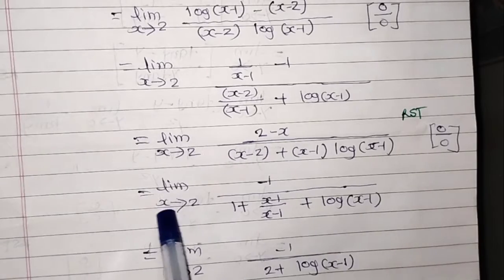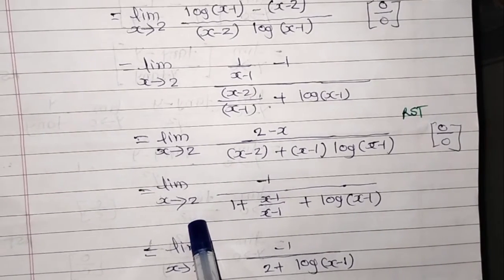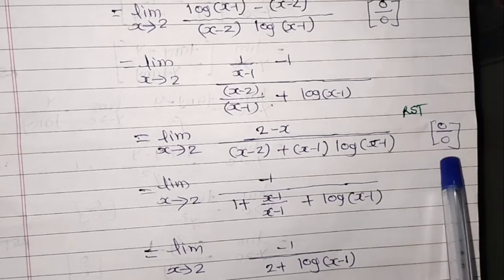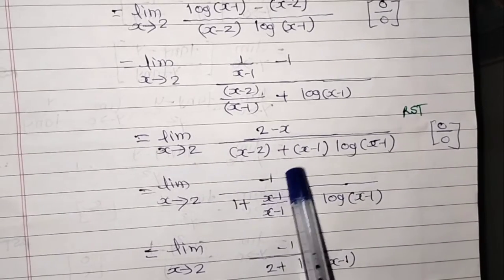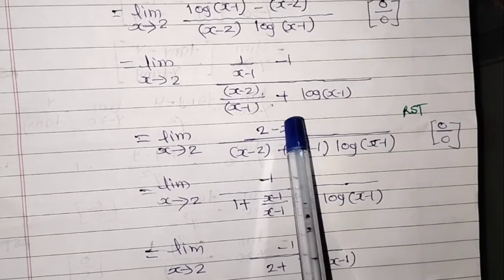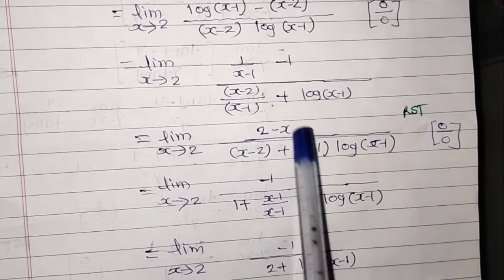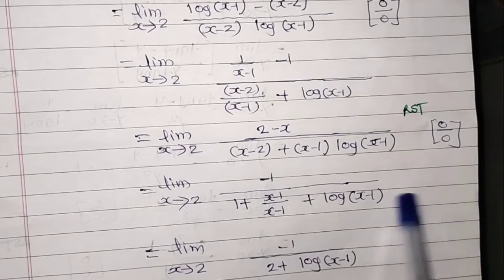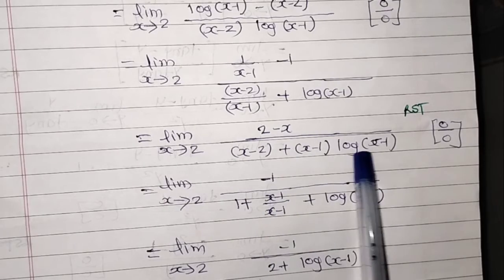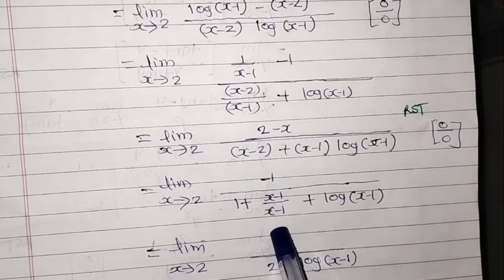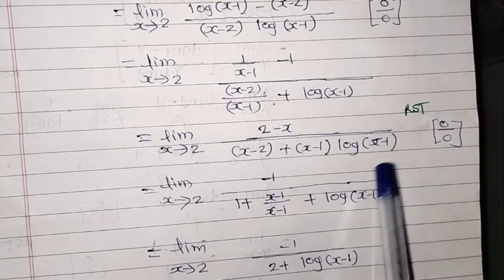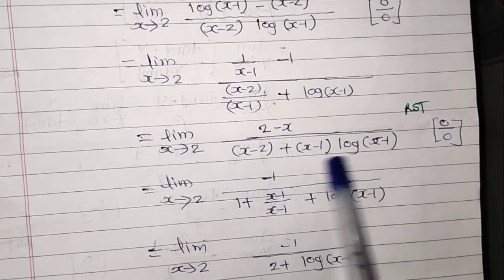Hence this is equal to limit x tends to 2, 0 by 0 form, so here we use L'Hopital's rule, L'Hospital's rule, so that we take derivative of numerator and denominator. Derivative of numerator is minus 1 upon derivative of bracket is 1 plus x minus 1 as it is. Derivative of log of x minus 1 is 1 upon x minus 1. Derivative of bracket is 1 plus log of x minus 1. Derivative of x minus 1 is 1.